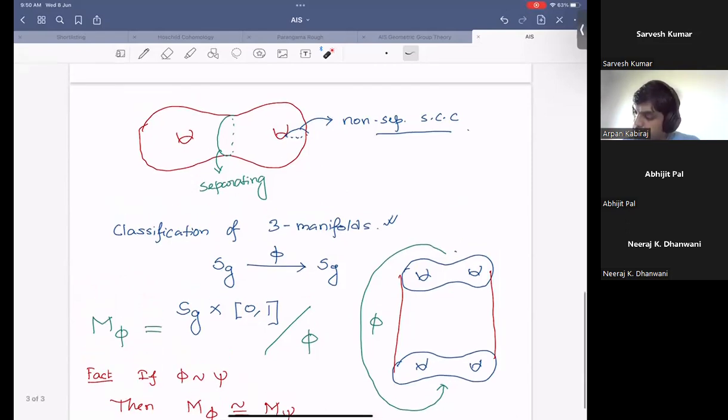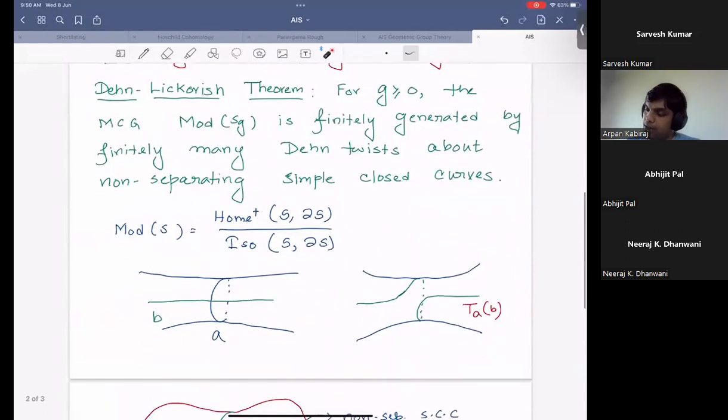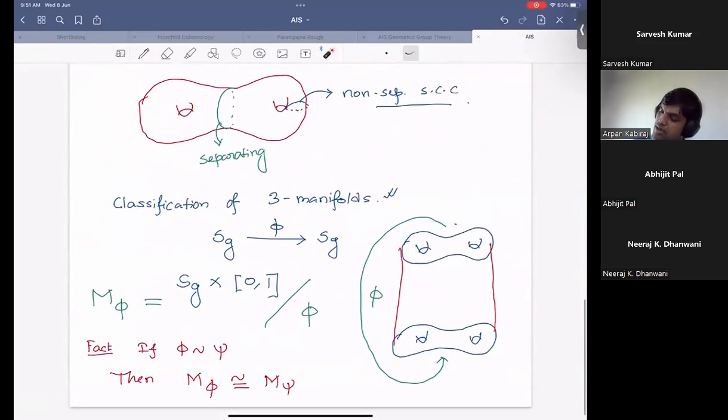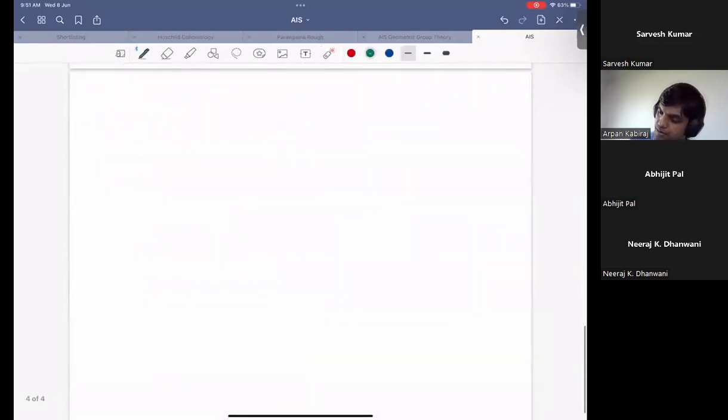Okay. Now, let me go back to the theory. How do you prove such a theorem? How do you proceed to prove that such a theorem is true? Before going into that, let me describe something for you. Suppose S_{g,n} is a surface which has genus g and n punctures.